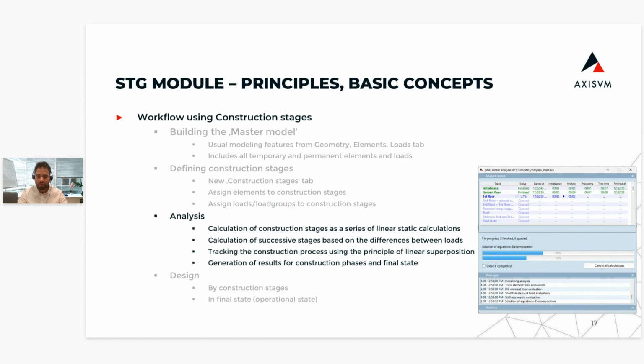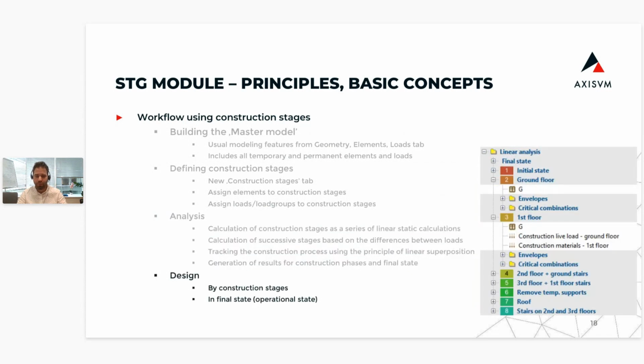Yeah, and we generate results for each phase, so you can check the result components for each of the stages, as well as for the final stage. When we have our results, we can move on to the design phase, which does not include too many new features, so it's more or less the same as it was in X7 and in previous versions. The only difference is that you can perform design checks by construction stages, so you can check a certain element for every construction stage in which that element is built, and you can check them in the final state as well.